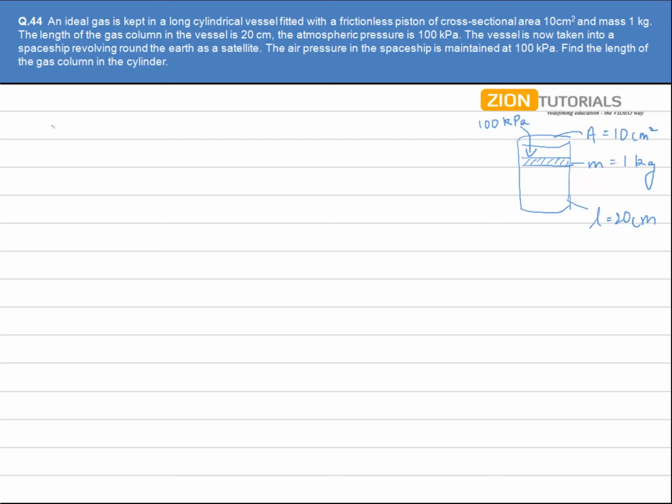So if I talk about this point, the total pressure, P total, would be equal to what? Mg by A, because there will be a pressure due to the weight of the piston, plus P naught, because P naught is acting downwards and the weight is also acting downwards, right? So this would be equal to 1 into 9.8, divided by the area, 10 centimeter square. We have to convert it into meter square, so we multiply by 10 raised to the minus 4, plus 10 raised to the power of 5 pascals.